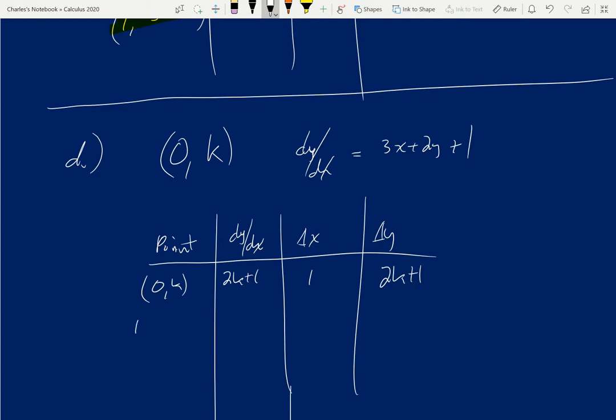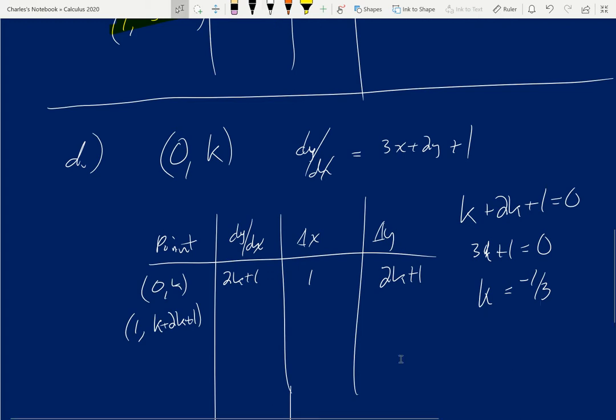My new point is going to be 1, comma, k plus 2k plus 1. And what I really want to know is what k value makes that equal to 0. So 3k plus 1 equals 0, which means k is equal to -1/3. That's how you get that answer.